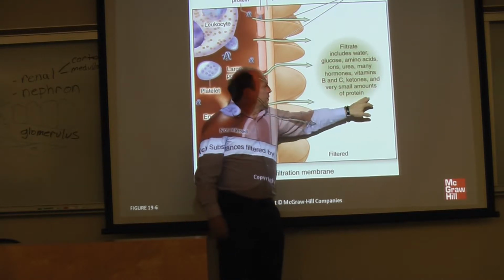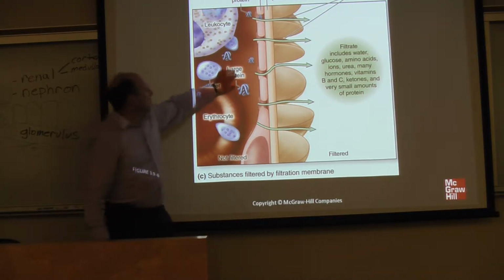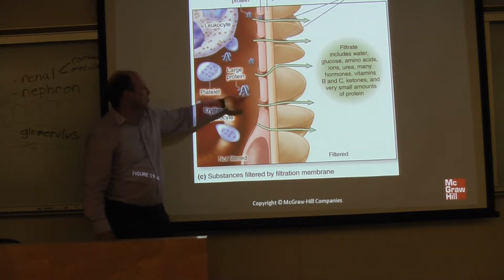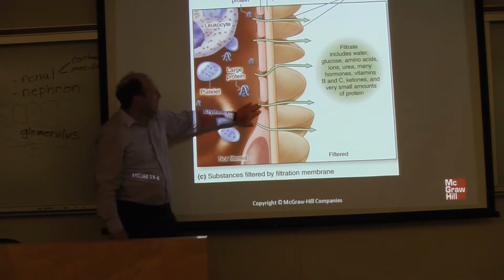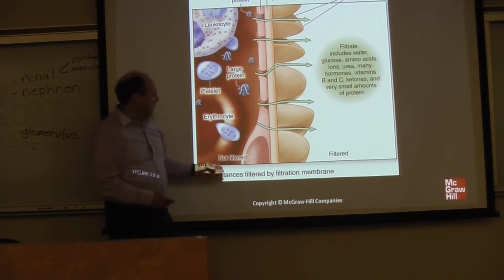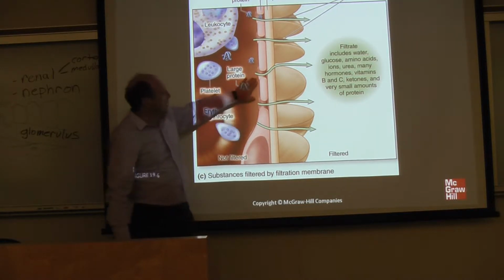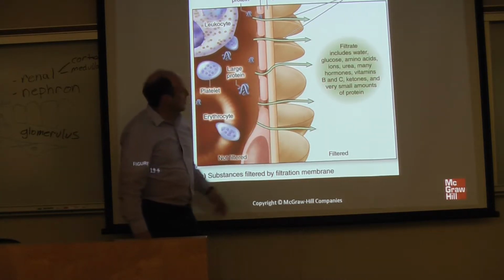Ketones, very small amounts of protein, especially smaller proteins. So that's why they have in this diagram larger proteins. See, like if this was a folded 3D tertiary structure of a protein, even that is not going to fit so easily through this combination of fenestrated capillary and slits created by the pedicels.